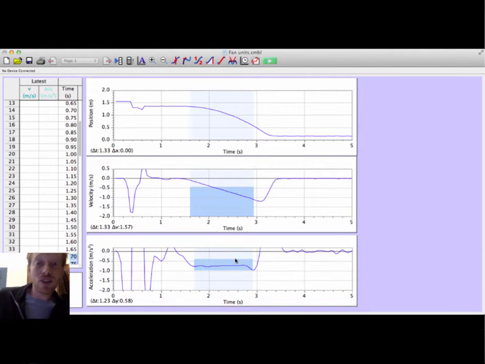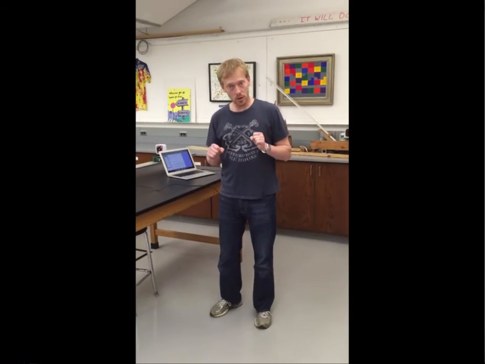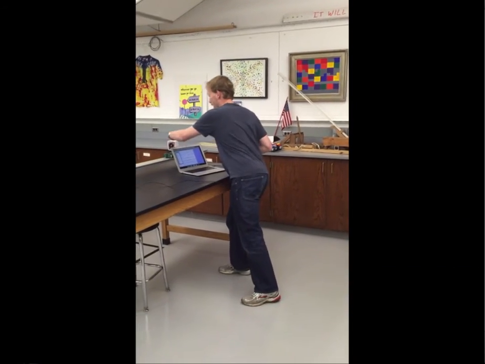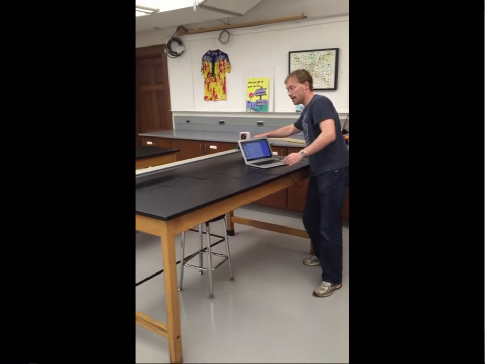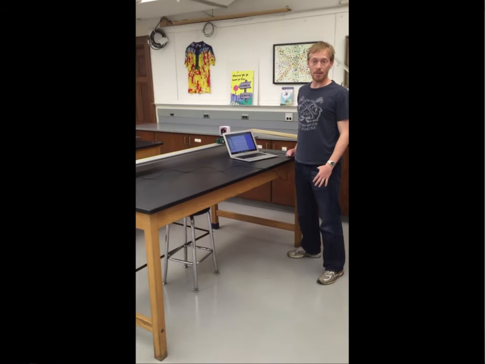Now I'm going to show you one more different type of motion, and why don't you pause the video after I show you that, so that you can see if you can predict what the position and velocity and acceleration graphs will look like before I reveal them on Logger Pro. This time I'm going to have the fan going that way, and I'm going to give the cart an initial push towards the motion detector, and let's see what Logger Pro has to say about the motion.